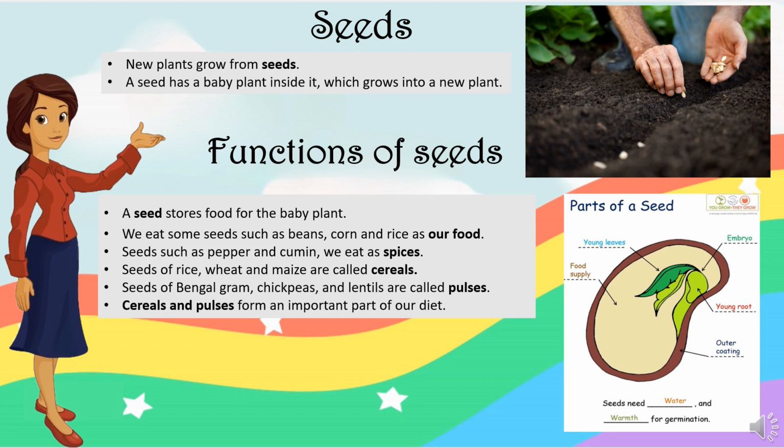We eat some seeds such as beans, corn and rice as our food. We also eat some seeds such as pepper and cumin as spices. Seeds of rice, wheat and maize are called cereals. Seeds of Bengal gram, chickpeas, and lentils are called pulses. Cereals and pulses form an important part of our diet. A seed stores food for the baby plant.